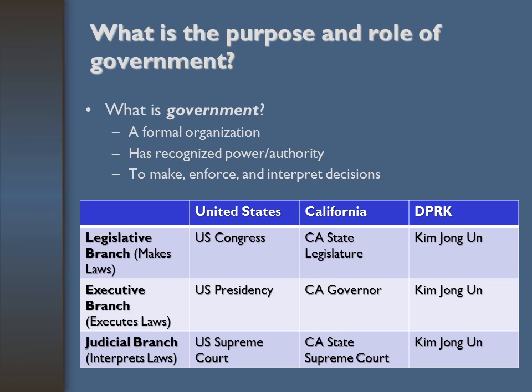Congress. The branch that would then execute those laws, implement and enforce those laws, would be the U.S. presidency and the federal bureaucracy. And the U.S. Supreme Court and the lower courts would make up the judicial branch, whose function it is to interpret and adjudicate those laws.